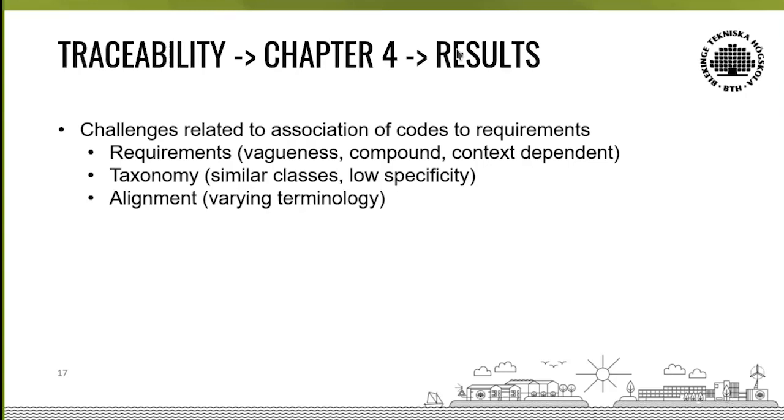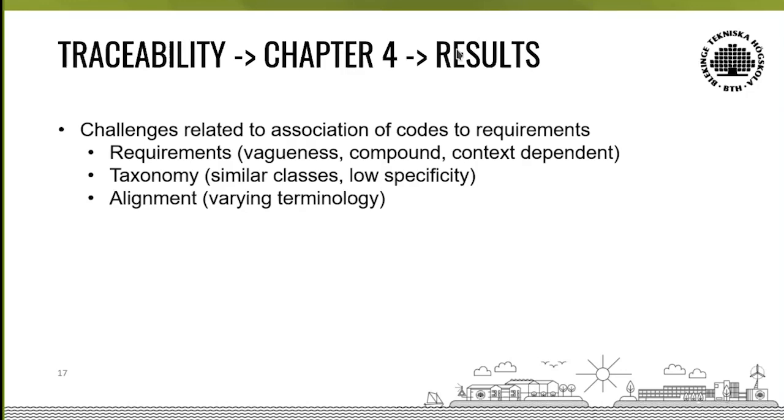We have identified challenges related to the requirements themselves, the way they are written. For example, the requirement could be vague or compound or context dependent. An example of a context-dependent requirement would be if the requirement is not clear about what it refers to just by reading the text, but we need to look at what project this requirement is for and what document it is presented in. So sometimes requirements are not really clear just by looking at them, and knowing what code to associate with this requirement.